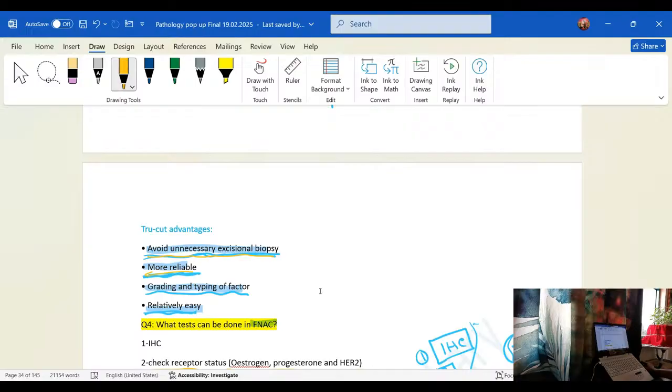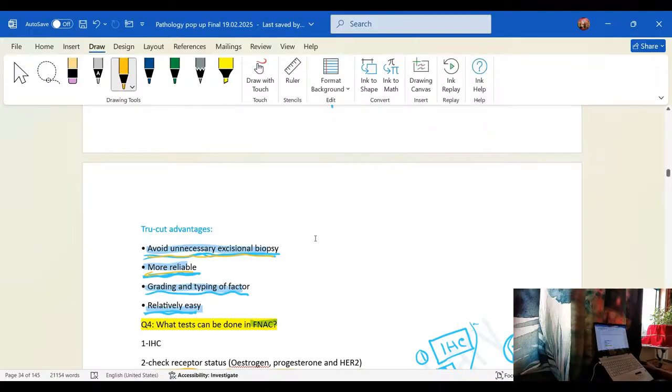Grading and typing of the factor is relatively easy. It is more reliable, avoids unnecessary excisional biopsy, and is more informative.